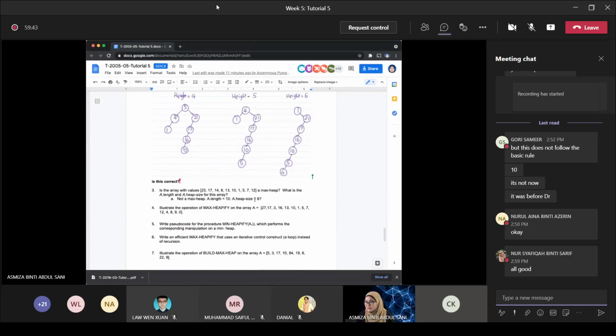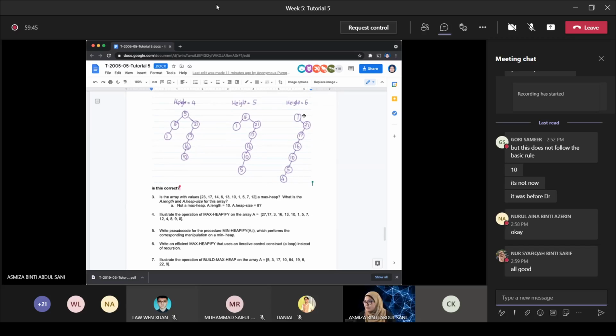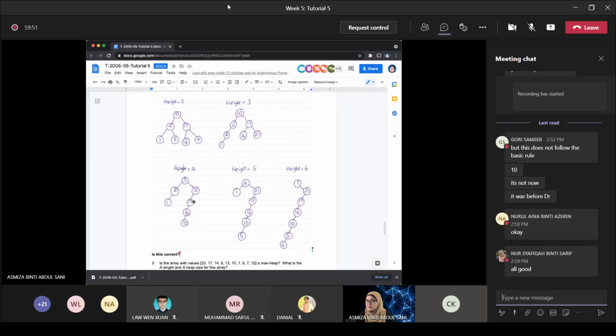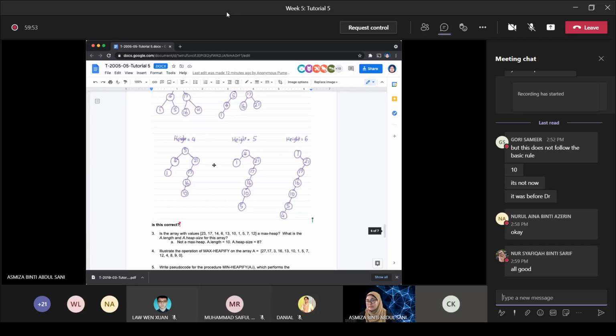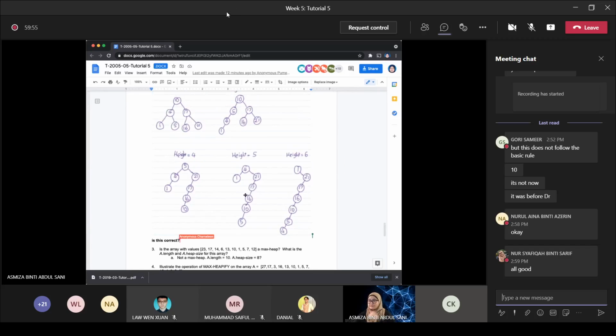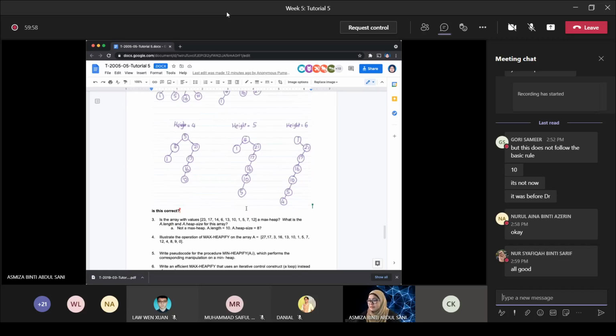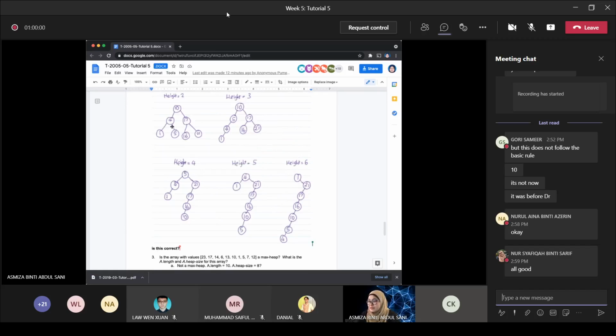Yeah, so one of your friends has this: 1, 1, 2, 0, 1, 2, 3, 4, 5, 6. So here we have 2 variations already, of height 5 and height 6. All right. Is this correct?